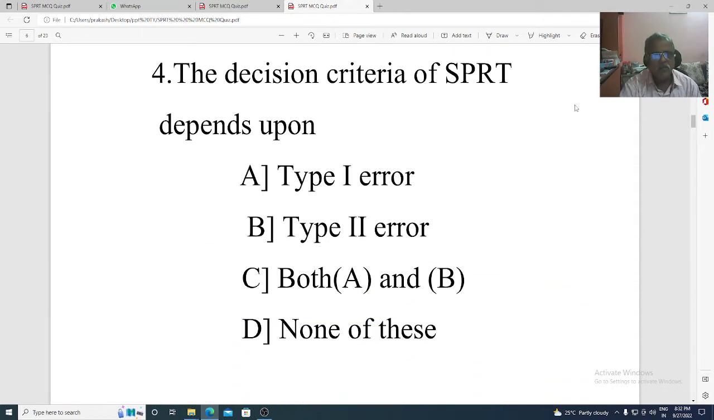Question 4. The decision criteria of SPRT depends upon option A type 1 error, option B type 2 error, option C both A and B, and option D none of these. The correct option is option C both A and B.